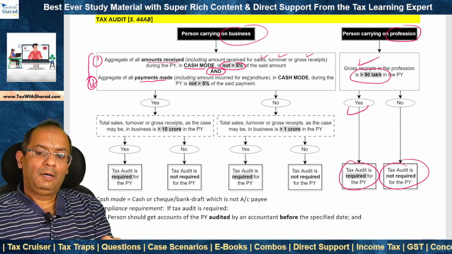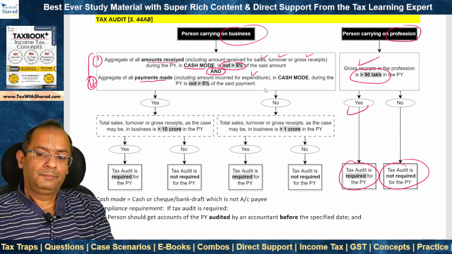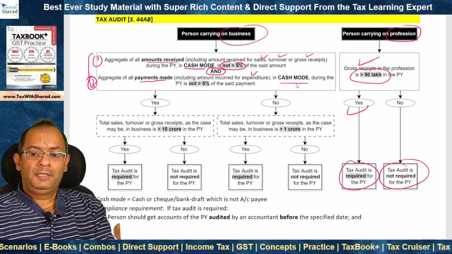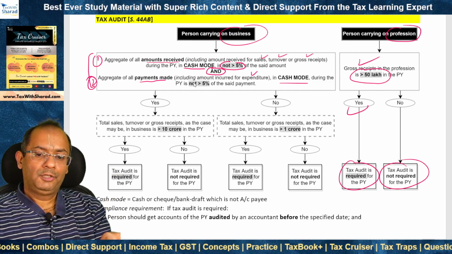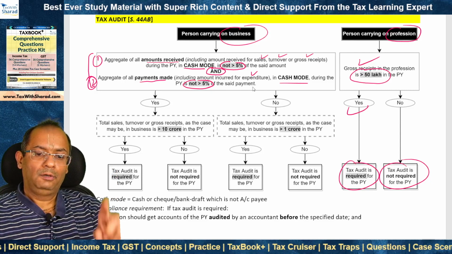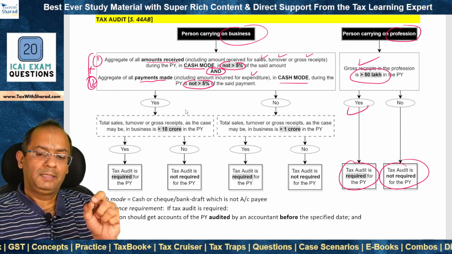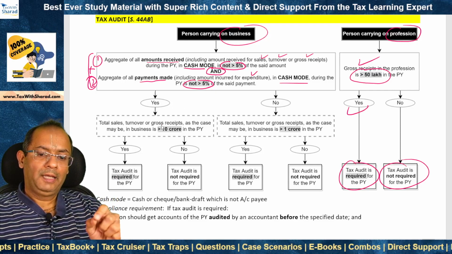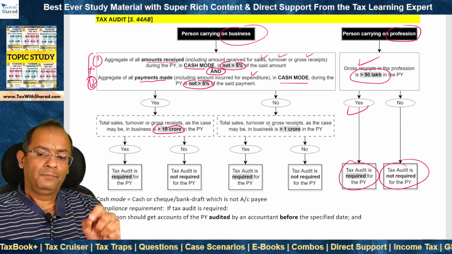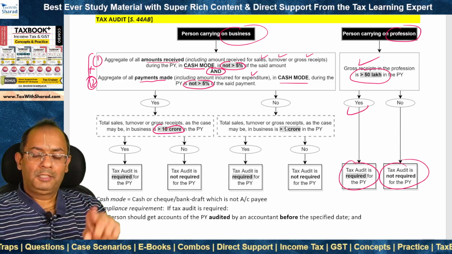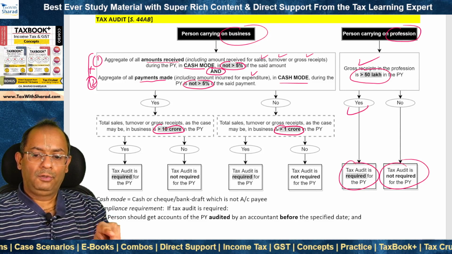And this includes amounts which are incurred for expenditure. And then we determine payments made in cash mode. So payments made in cash mode during the previous year should not be more than 5% of the total payments made. If both conditions 1 plus 2 are satisfied, then the threshold for tax audit is rupees 10 crore. Else, if both the conditions are not satisfied, then the threshold is rupees 1 crore.